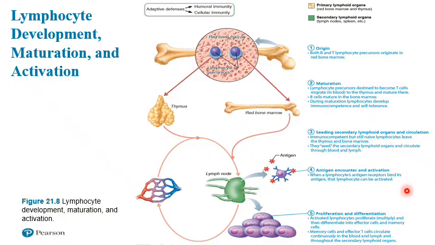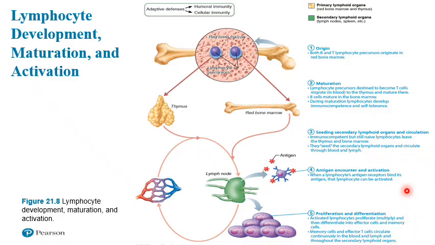Proliferation and differentiation. The activated lymphocyte will now multiply, will now clone itself, and then differentiate into effector cells and memory cells. What's the difference between an effector and a memory cell? An effector cell will go into the plasma and become plasma cells and produce antibodies.